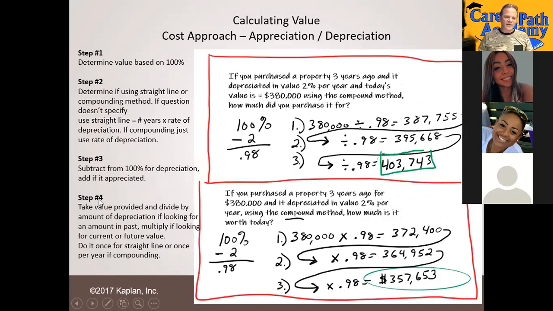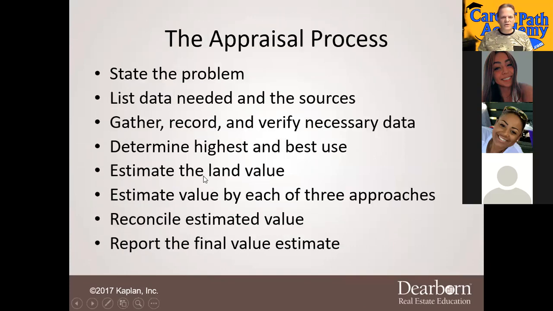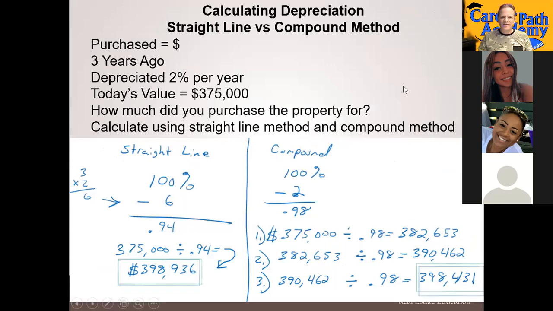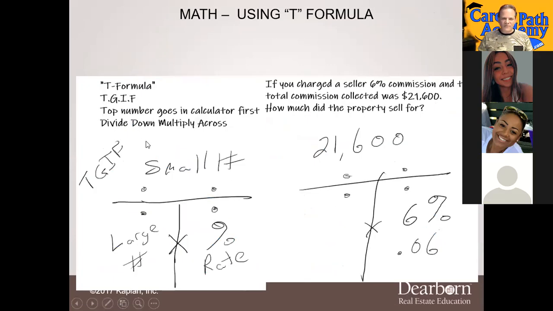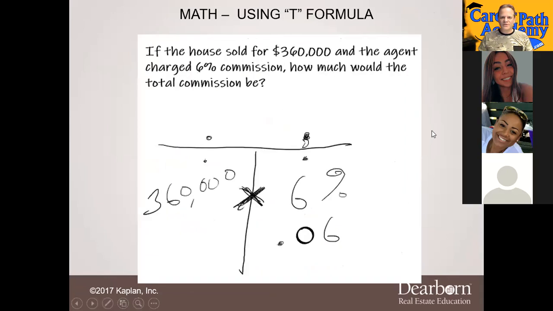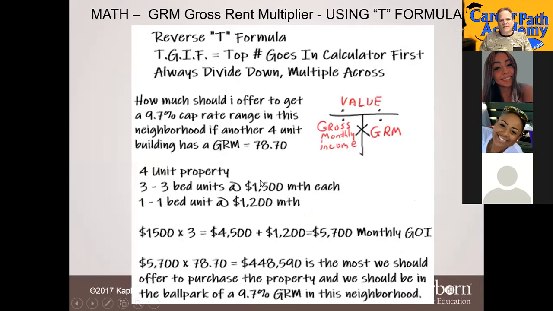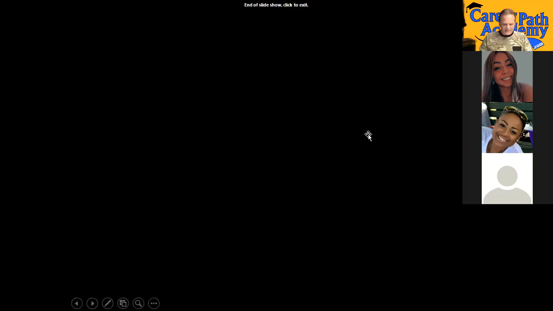So look, I have a couple problems here, and I have another slide where I break it down again in each step like this. On this slideshow, I have a lot of samples of the math problems, and then you go to the end of the slideshow, and I have it broken down again, a couple more samples, calculating depreciation, straight line, compound again. I give you the breakdown with the question. So the T formula again, I give you the breakdown with a bunch of examples. The slideshow gives you a lot of those examples too. Reverse T formula for figuring out the GRM and how you would use it in real life. And that's it.